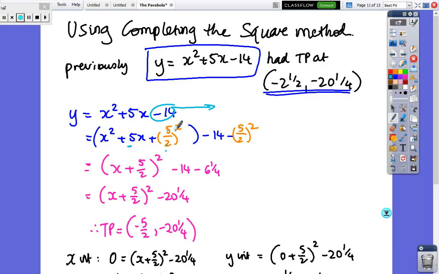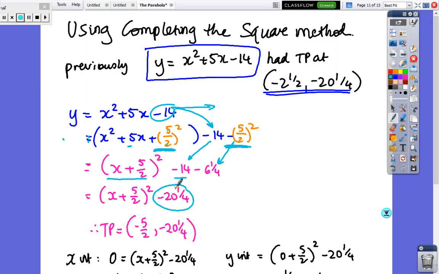Now, rather than putting a number on this side, I'm adding a number, so I subtract the number, and then I've got the same balance. So the -14 has just moved to the outside of the bracket, and whatever I've added, I subtract because I'm on the same side of the equal sign, so I've got to keep the balance. So the perfect square is (x + 5/2) squared, and then -14 minus 6 1/4 gives you -20 1/4.